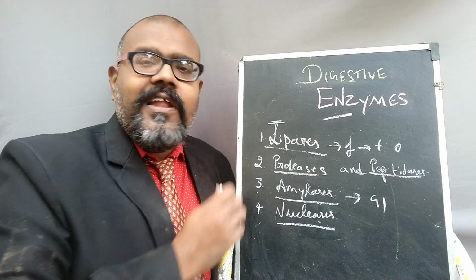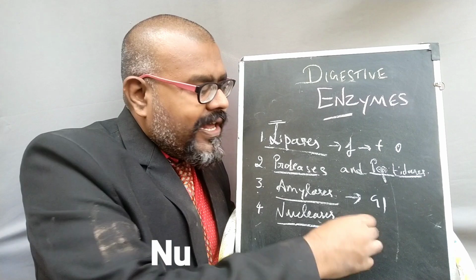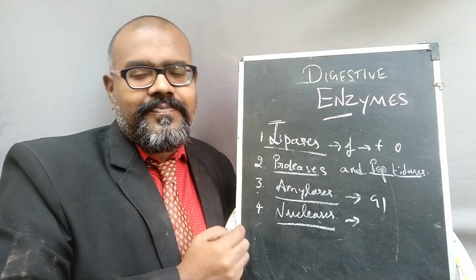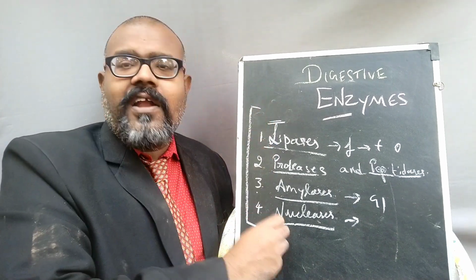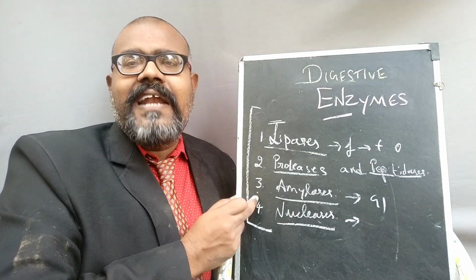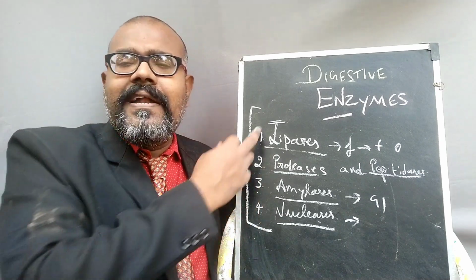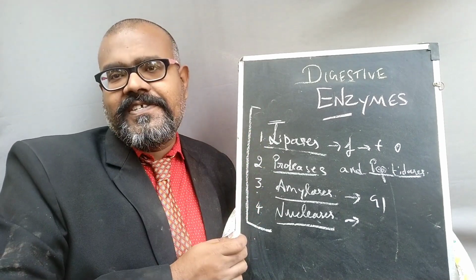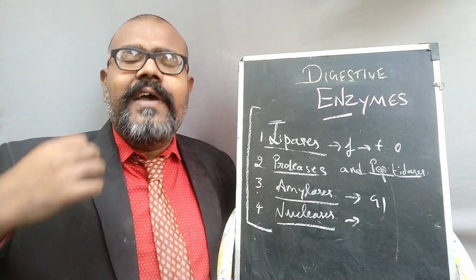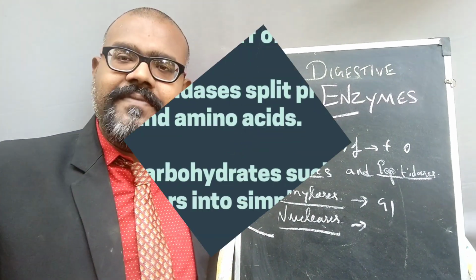And then nucleases target the substrate nucleic acid and split it into nucleotides. So according to the target substrates, our digestive enzymes are classified into 4 different classifications, and most of the digestive enzymes come under one of these. Now let me see the region-wise enzymes and which classification each comes under. Come, let me see.